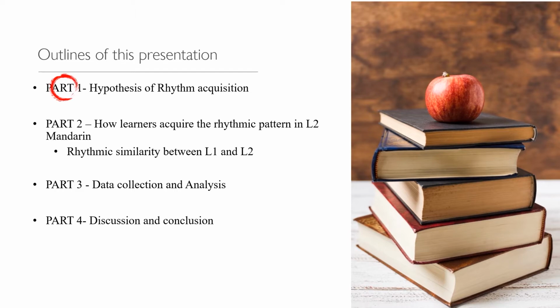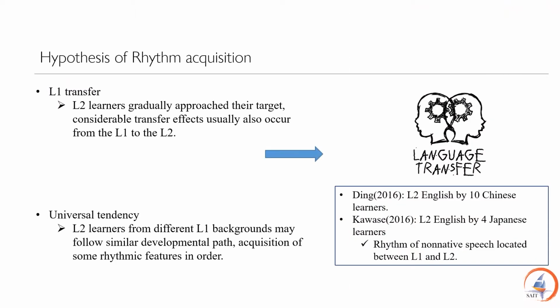It brings us another question, the acquisition of this property by language learners. There are two major hypotheses about that. The first one is the L1 transfer. There are many studies suggesting that noticeable transfer could occur during rhythm acquisition. Ling analyzed L2 English by 10 Chinese learners and Kawase investigated L2 English by 4 Japanese learners. Their results showed the non-native speech was located between L1 and L2.